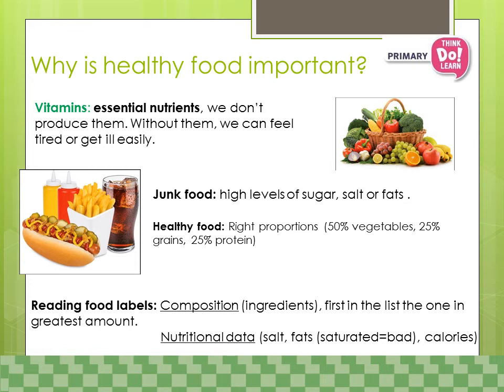How can we make sure that we're eating healthy food? By reading food labels. We need to read the composition of our food. That's the list of ingredients. The first ingredient in the list is the one in greatest amount. If I take a can of Coca-Cola, I read the first ingredient is water. That means that Coca-Cola is mostly water. Understand? If I read the label of my pizza and I read harina, I read flour, that's what contains the most of.